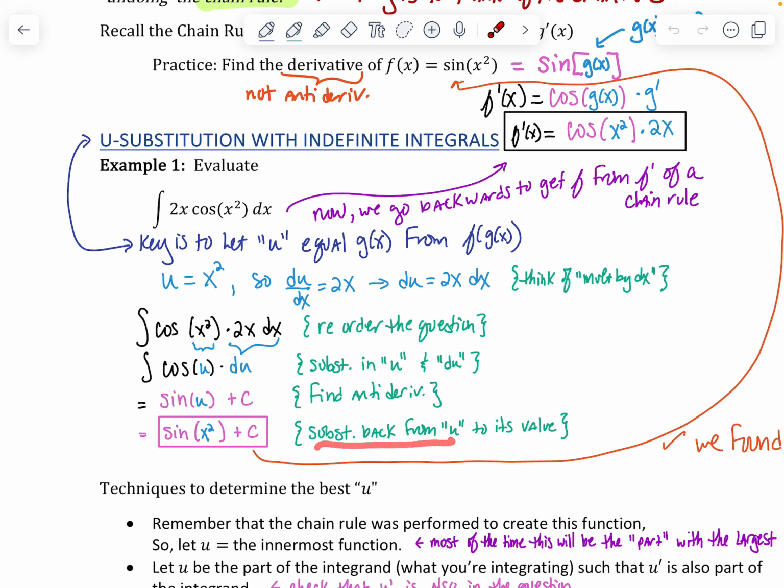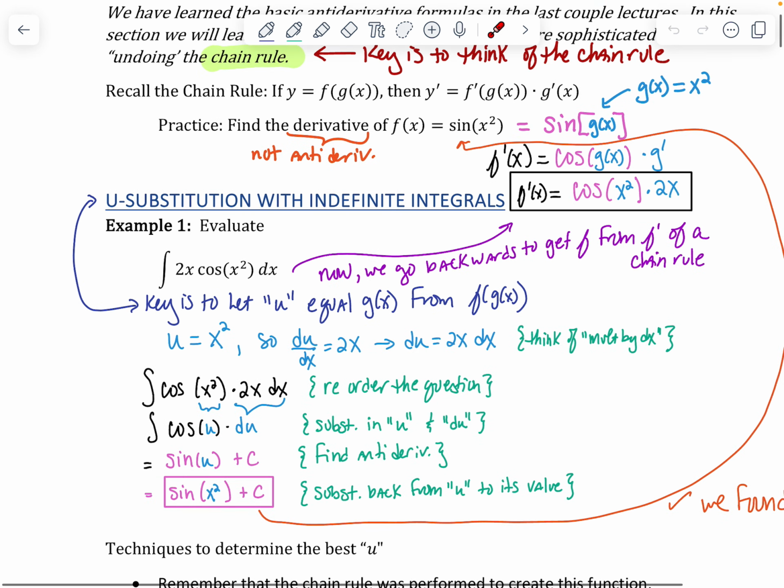So now I need to substitute back where we said, hey, wherever we had u, we should be putting x squared. I've got my answer, the sine of x squared plus c. So is that really right? If I took this derivative, do I get that question?